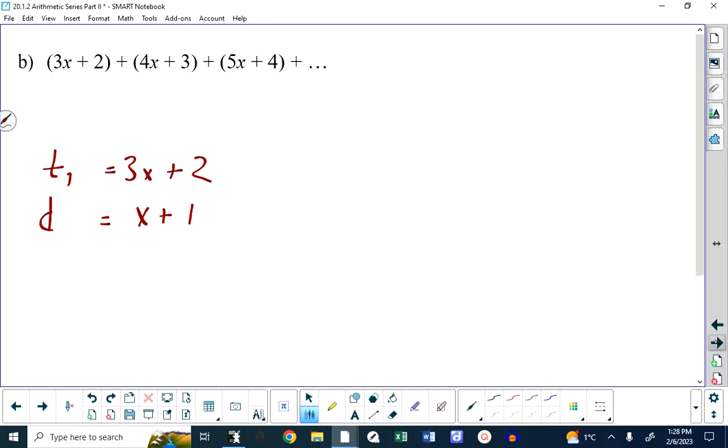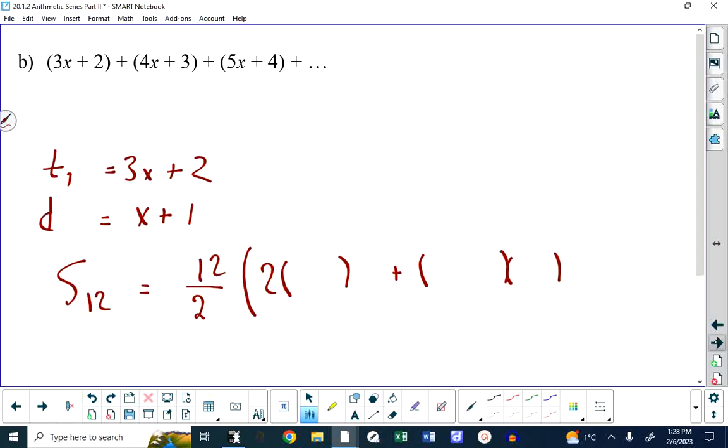So how do I find S12? I put 12 over 2. Then I go 2 times T1 plus 12 minus 1 times the common difference. I just load everything into this formula. 12 goes here. 12 goes here, but I'm subtracting 1. The common difference is x plus 1. The first term is 3x plus 2.